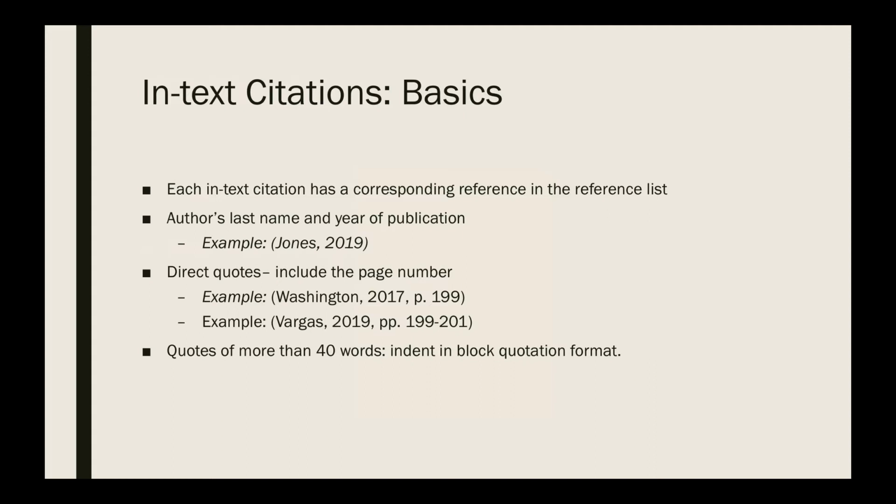If you're using a direct quote, so not paraphrasing or summarizing content, but taking a word-for-word quote, if the quote is less than 40 words long, you'll use quotation marks around the quoted content and include the page number or numbers in the in-text citation. And you can see these two examples here, Washington 2017, page 199, versus Vargas 2019, pages 199 to 201. So theoretically, the Vargas quote would have spanned multiple pages.